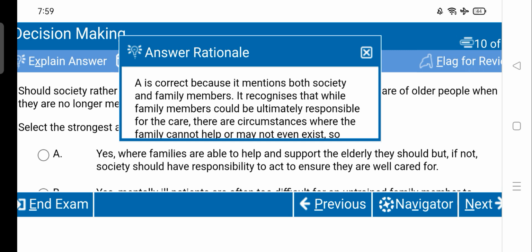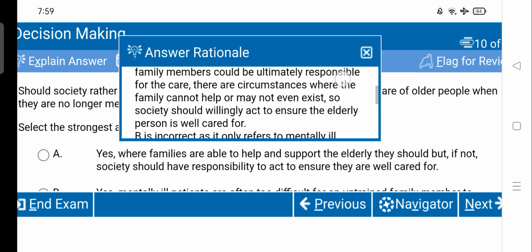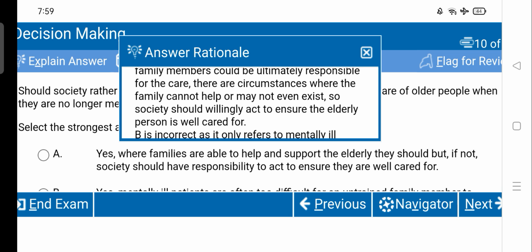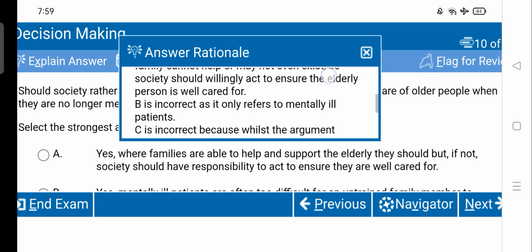It recognizes that while family members could be ultimately responsible for the care, there are circumstances where the family cannot help or may not even exist. So, society should willingly act to ensure the elderly person is well cared for.